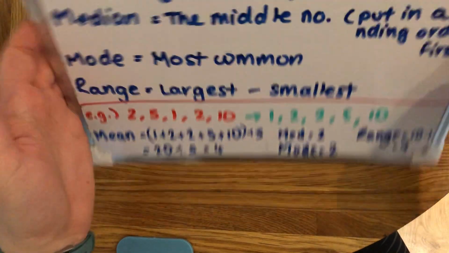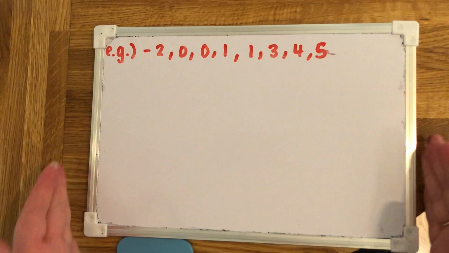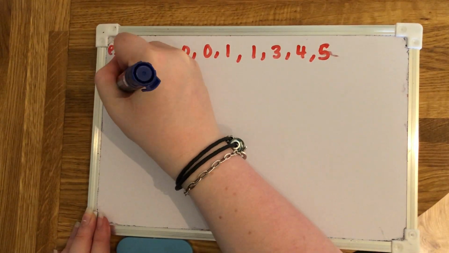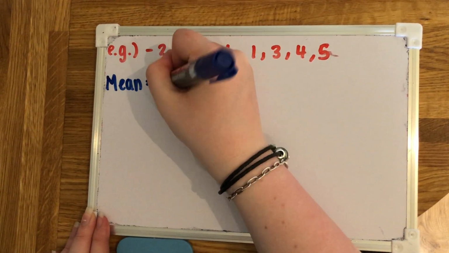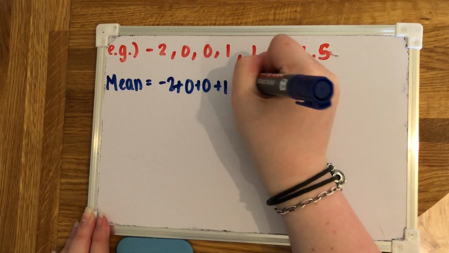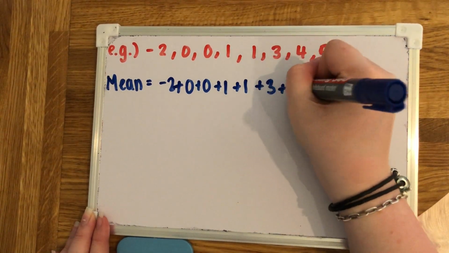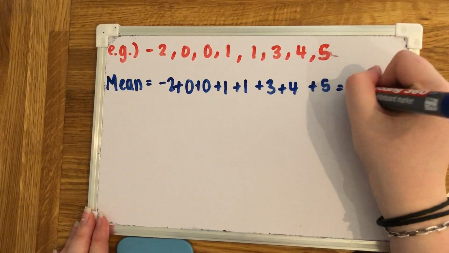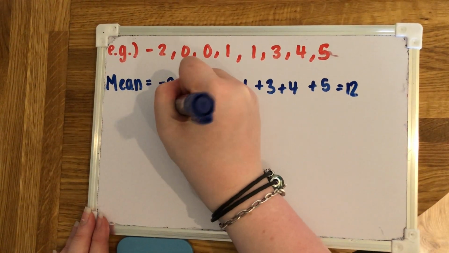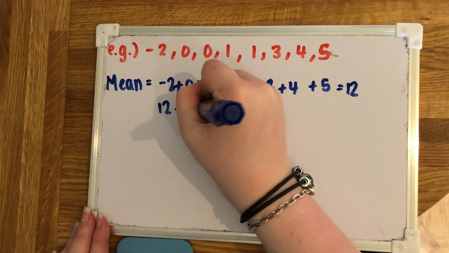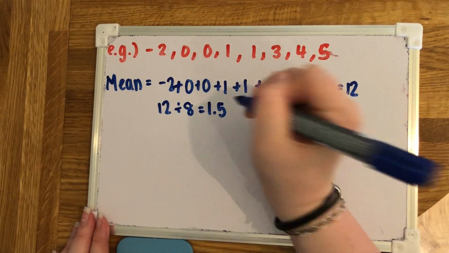Okay, next one. So again, we've been given a set of numbers. Now this one we've actually already put them in order, which is nice. Okay, again I'm going to start with the mean. So what we do is we add them all together. So that's going to be 12, and then we do 12 divided by the numbers that there are. So 1, 2, 3, 4, 5, 6, 7, 8 numbers, which gives us 1.5 as the mean.